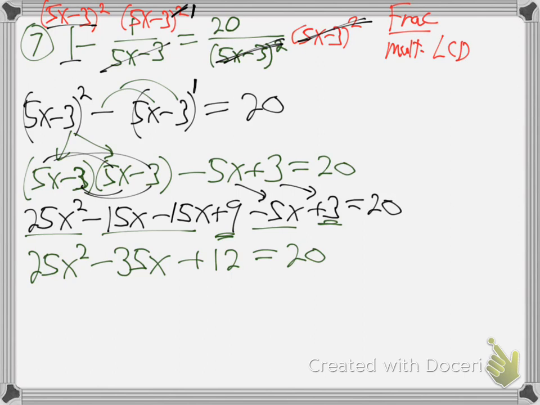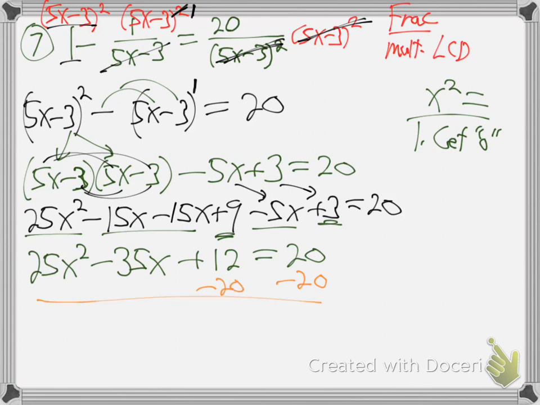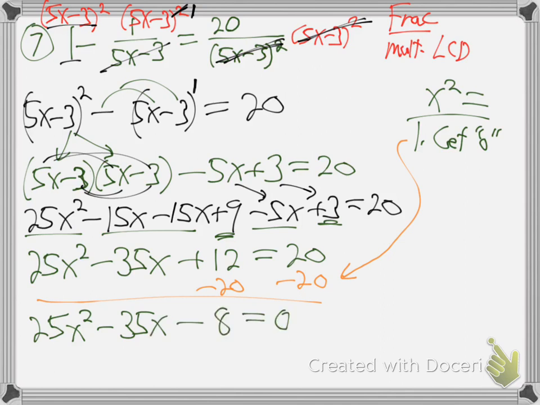What do we do when we have an x squared with an equal sign? Step 1, get a 0, right? So I've got to come in here and go minus 20, minus 20. Whenever you got x squared, you got to get a 0. So what does that leave me? 25x squared minus 35x minus 8 equals 0, right?